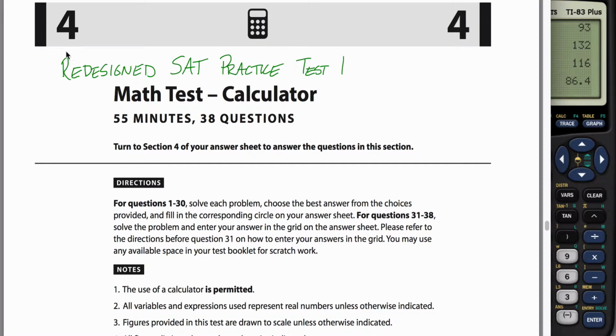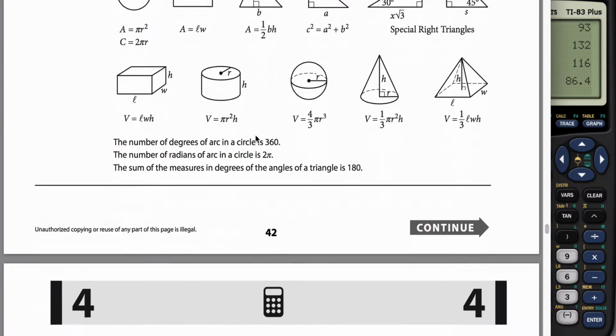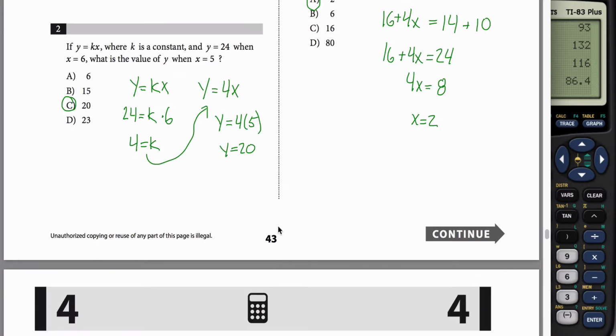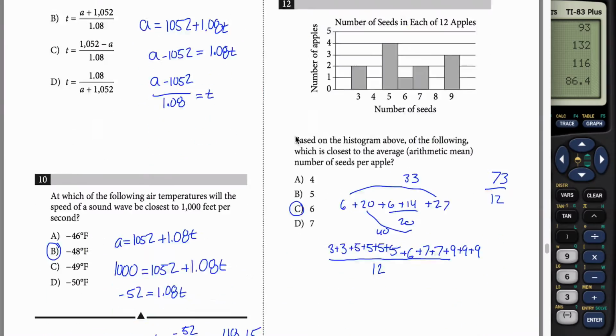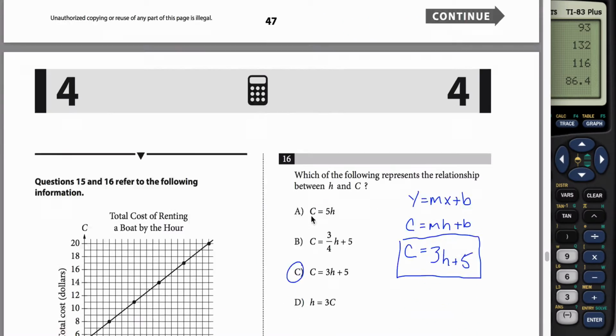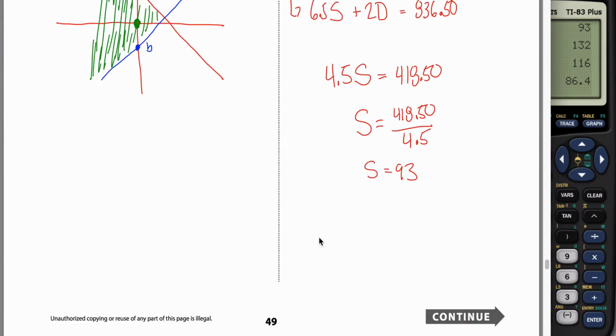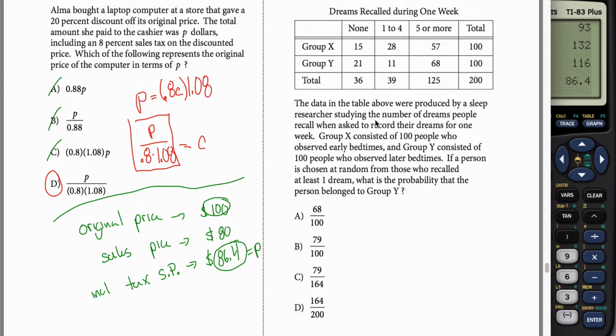All right, here is part 3 of section 4 for this redesigned SAT practice test number 1. So this is the calculator section, and in this video I'm going to talk about questions 21 through 30. In prior videos I did 1 through 10, and then 11 through 20. And so I'll pick it up with number 21 here.